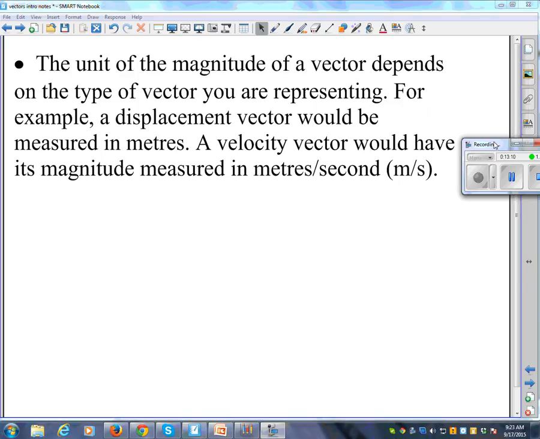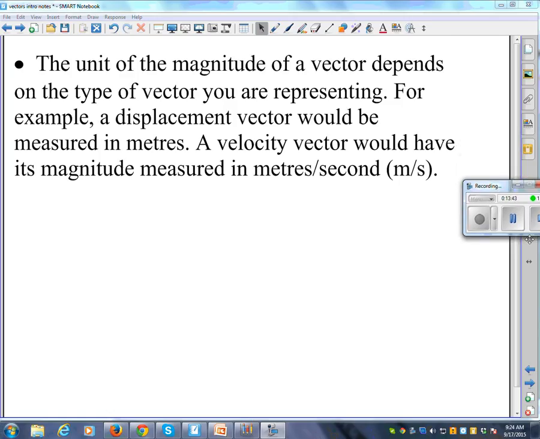Now, here's another key point that kids quite often get confused about. The unit of magnitude, right? The unit is what comes after the number, like 5 meters per second or 27 newtons, right? That's the unit. The unit of the magnitude of a vector depends on the type of vector you're representing. There is no unit for vectors. Vectors are a category of quantities. For example, a displacement vector would be measured in meters. Velocity would be meters per second. Force vector, newtons, and so on. Okay?